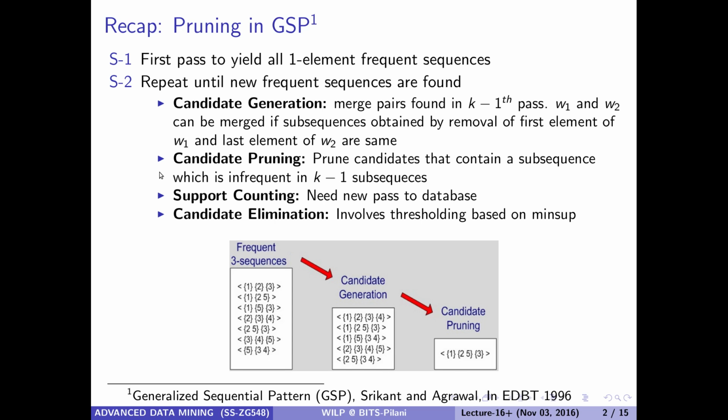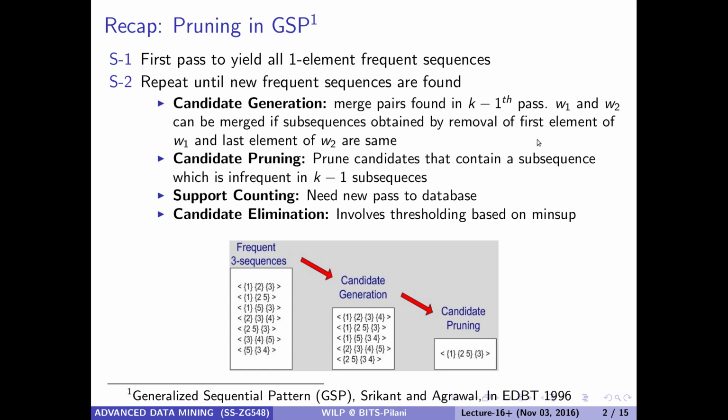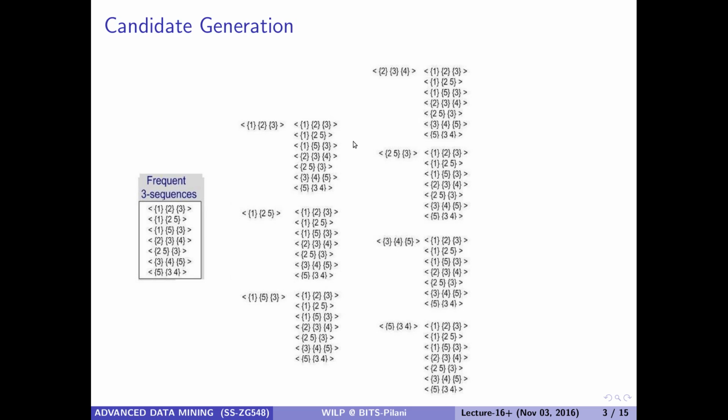The first thing that I am going to address is this. Let's assume that these are the 3-frequent subsequences, meaning all the subsequences have 3 items only. I will take 1, 2, 3 and try to see with whom it can be merged. You remember this condition: if you remove the first element of w1 and the last element of w2, they should become the same.